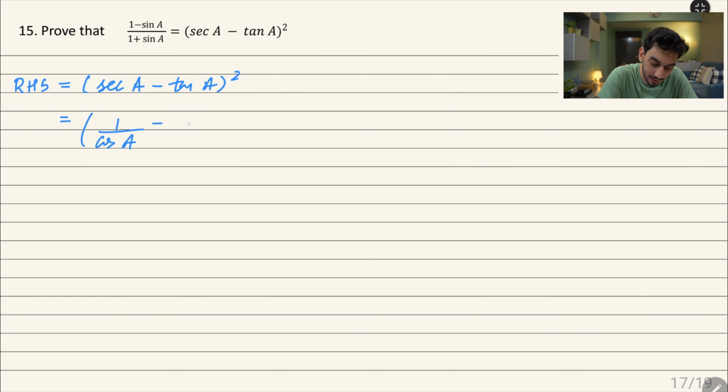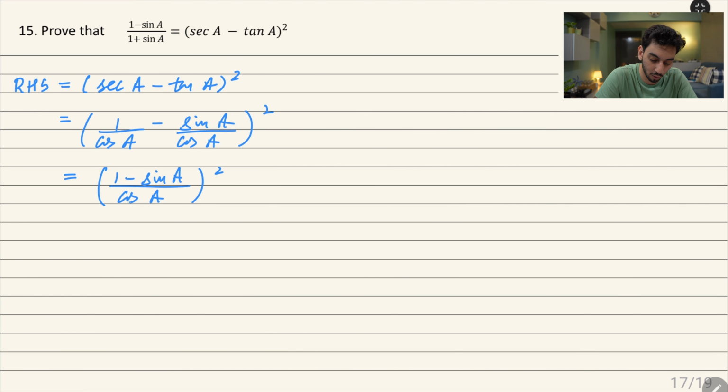These are like fractions, so I can combine them and write it as 1 minus sin A upon cos A the whole square. Now the square goes to the numerator and the denominator both, okay? Which means it is 1 minus sin A the whole square upon cos square A. Now, I would not use A minus B the whole square.